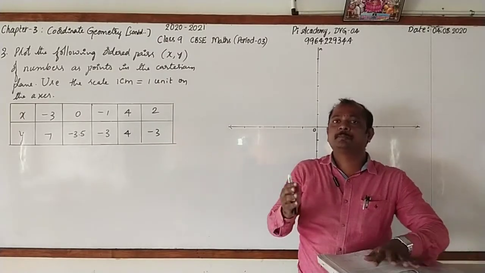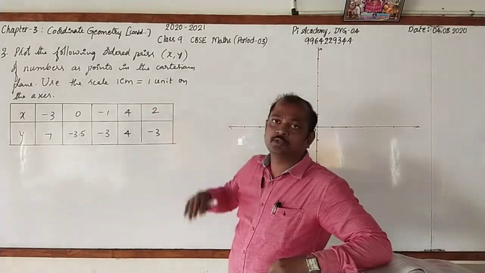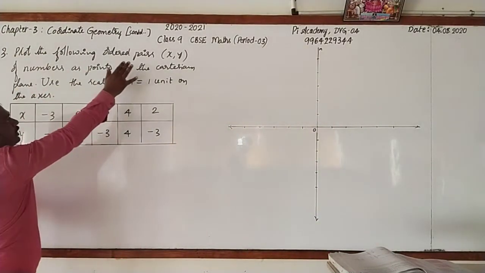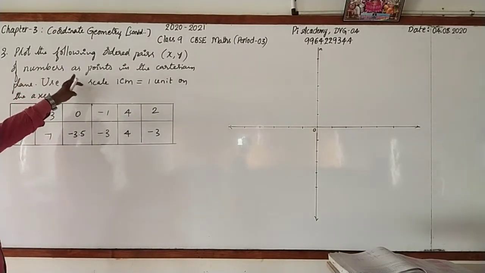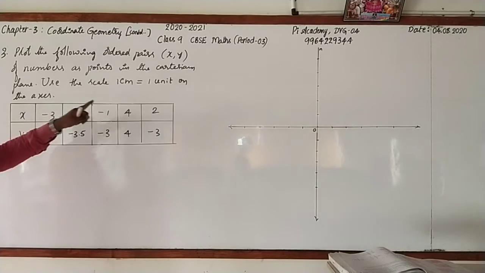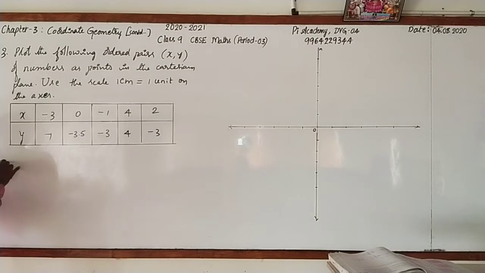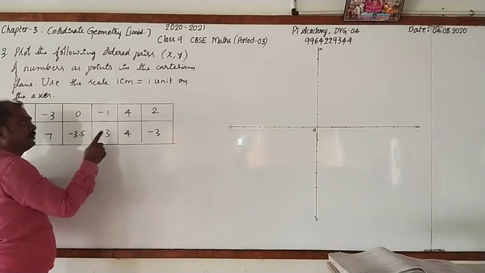Dear students, whatever the previous problem we had taken, it was the second one. Now, let's move on to the third one. Please go through the given statement. It is like this. Plot the following ordered pairs, nothing but coordinate points (x, y), as points in the Cartesian plane. Use the scale 1 centimeter equal to 1 unit on the axes, that is both x and y axis. Observe, x and y are given. When x is minus 3, y will be 7. When x is 0, y will be minus 3.5. When x is minus 1, y is minus 3.